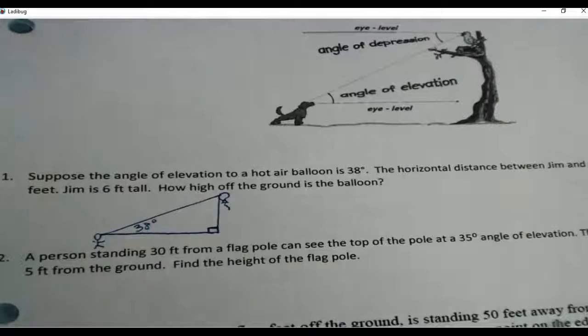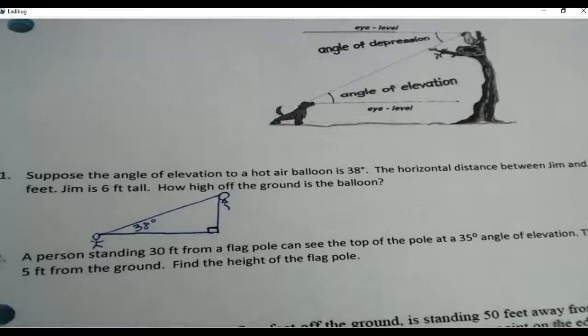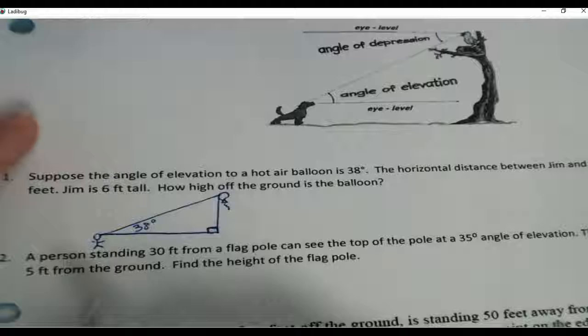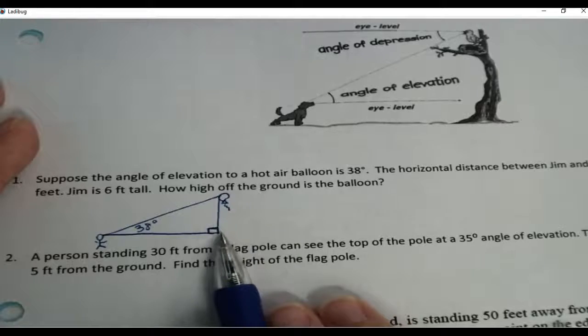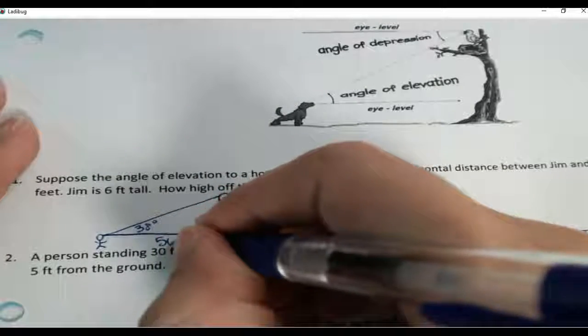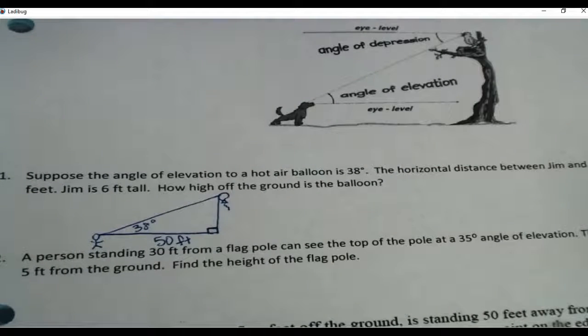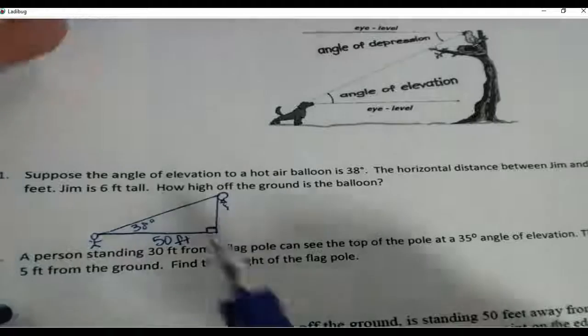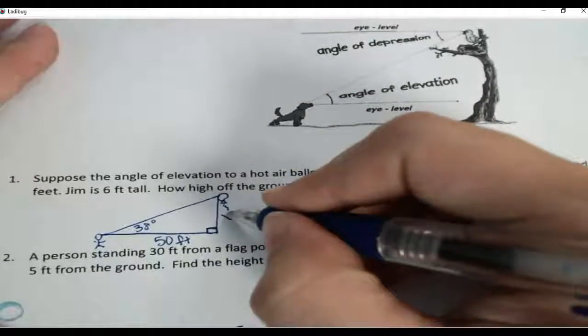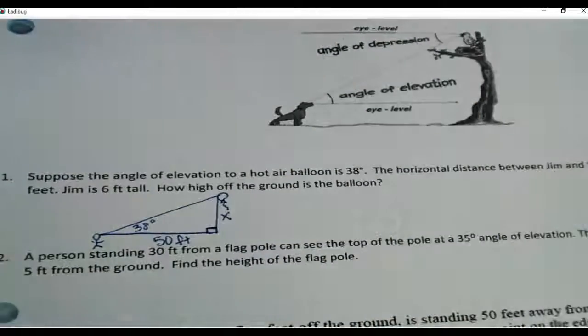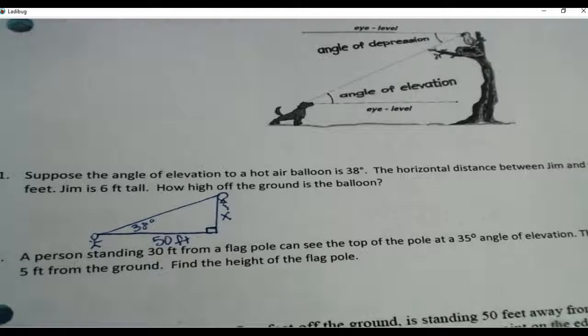Then we look at what other information it gives me. It says the horizontal distance between Jim and the balloon is 50 feet. What is horizontal distance? Left or right. Good. Think the horizon, horizontal. So from Jim to where the balloon would be is 50 feet. What I'm trying to find is how high off the ground the balloon is. Am I trying to find the hypotenuse or the opposite? Opposite, good. We want to know how far it is from the ground to the balloon.